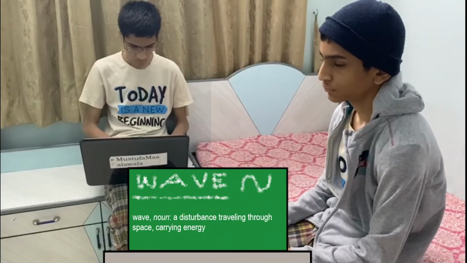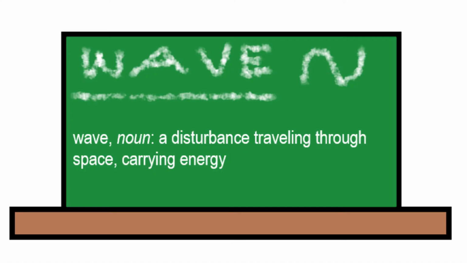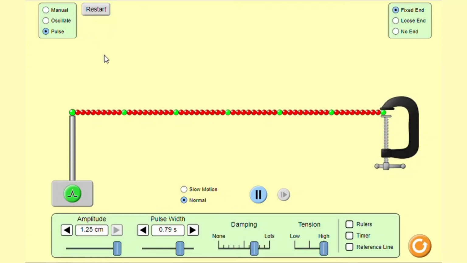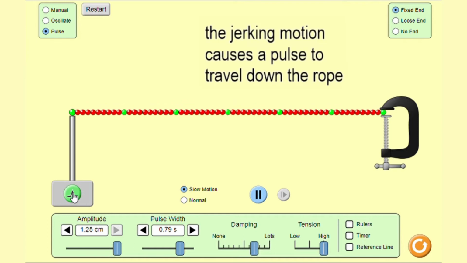A wave is a disturbance traveling through space. Waves carry energy and they travel through a medium. Here's a rope. I fix one end of it to a point and jerk the other end up and then back down to its initial position. What I've created here is a pulse, a disturbance.